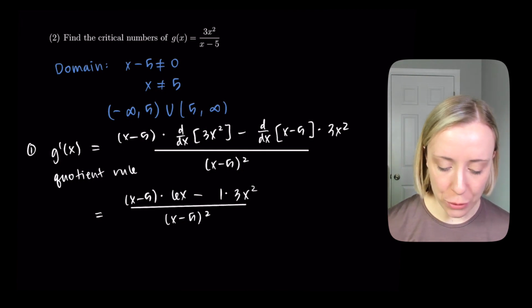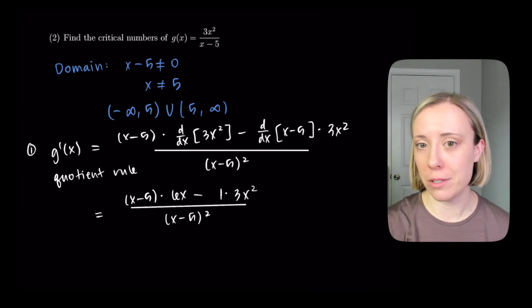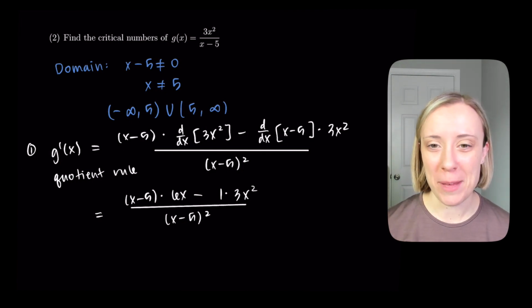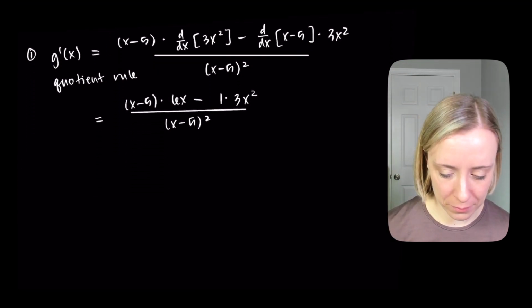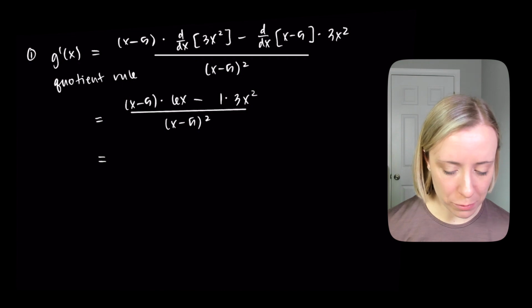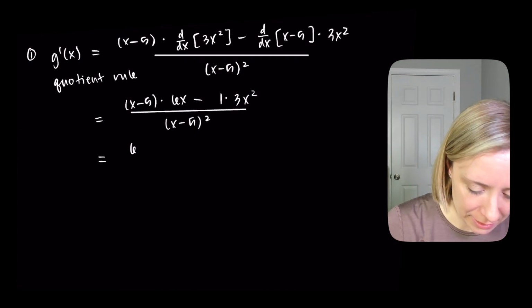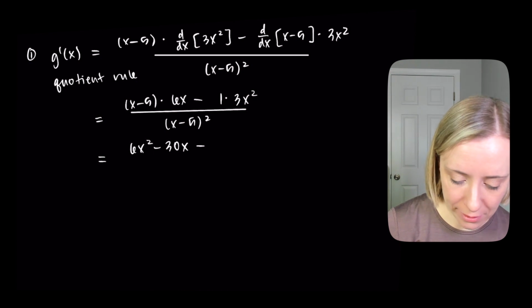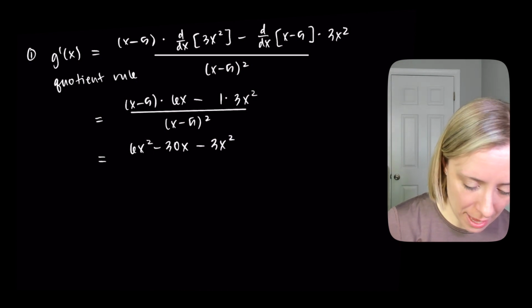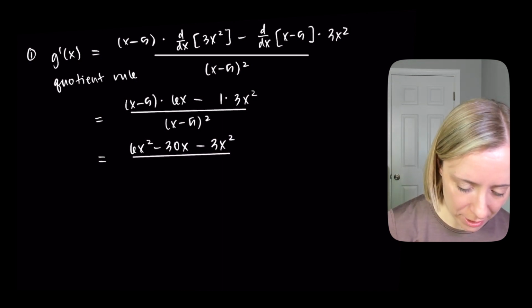All right, so remember we're trying to set this derivative equal to 0, so I do want to simplify it a little bit because it's going to make it easier to set it equal to 0. Okay, so let's distribute that 6x. I'm getting 6x squared minus 30x, and then minus 3x squared. And then this is still over my same denominator.